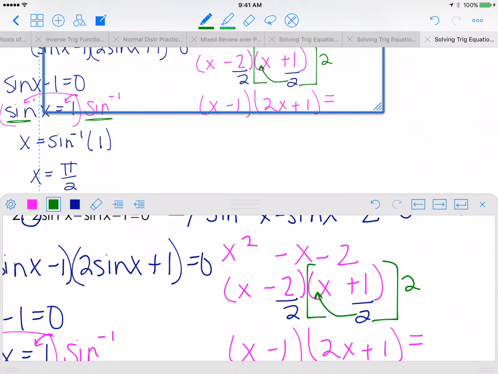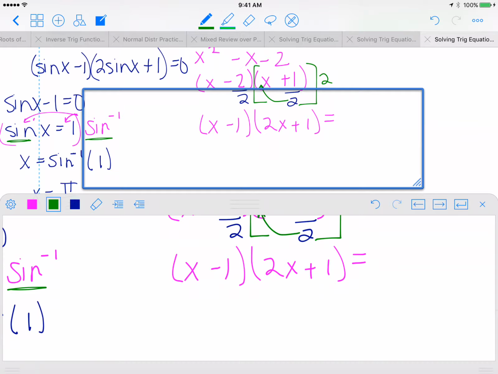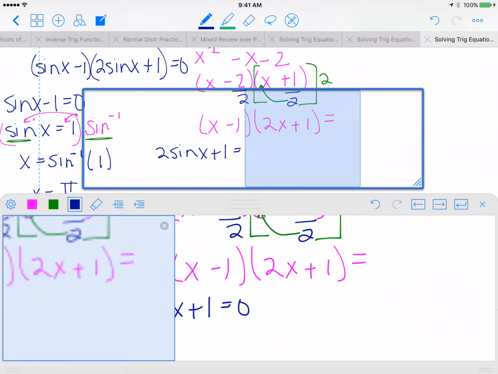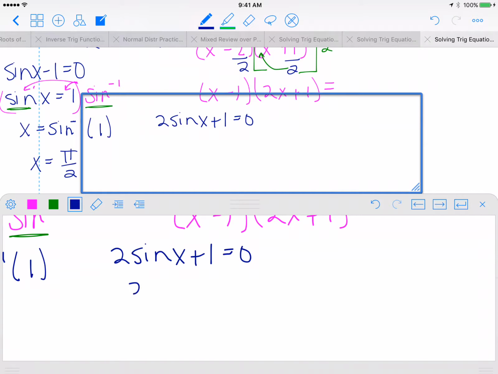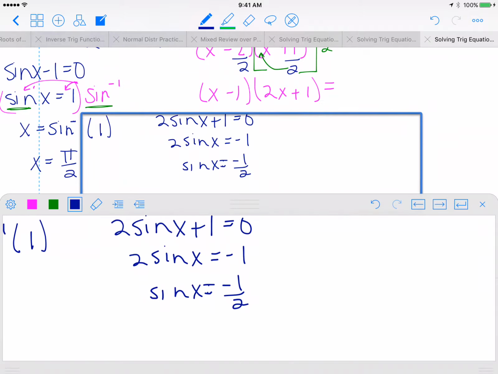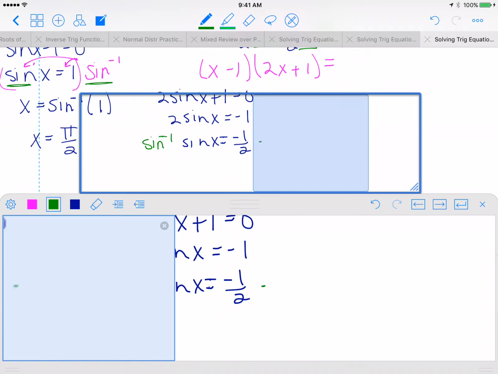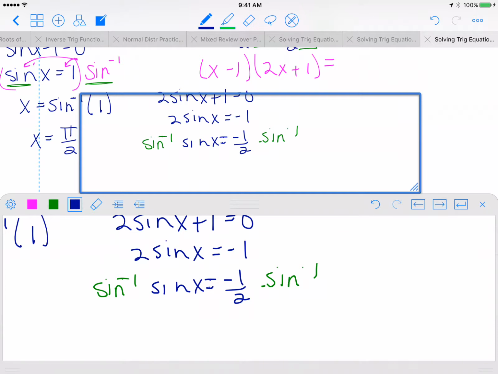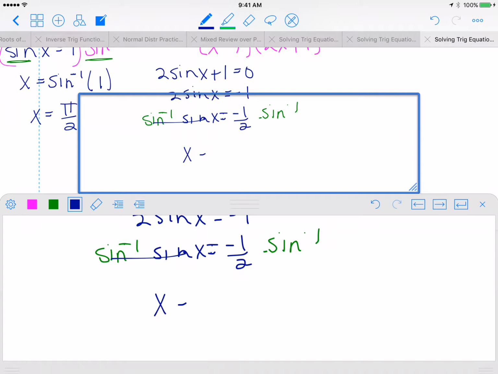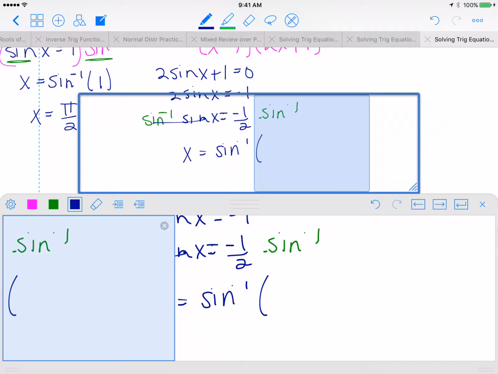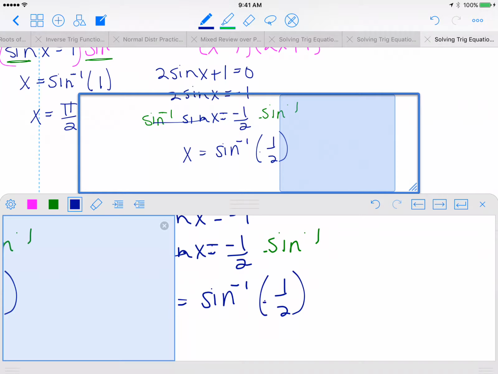So we've got another binomial to solve here, and I think I'm running out of room, so I'll come down here. We have 2 sine x plus 1 equals 0. We do the exact same thing: subtract over your 1, so you get negative 1, divide by your 2, and you get negative 1/2. Take the inverse of both sides. So we get x is equal to the inverse sine of negative 1/2.